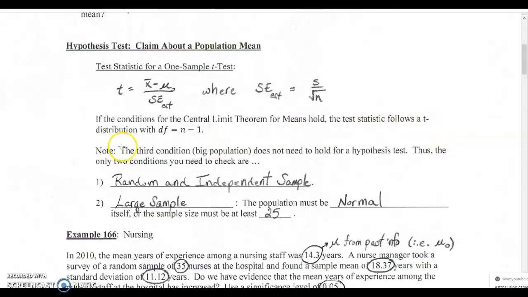So we talked about that t-distribution. Just remember, it's very similar to a normal. It's just that depending on the sample size, so each sample size has a different number of degrees of freedom, it looks slightly different than the normal. It just has thicker tails.